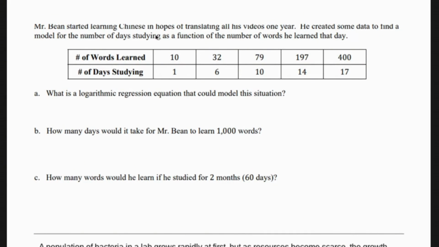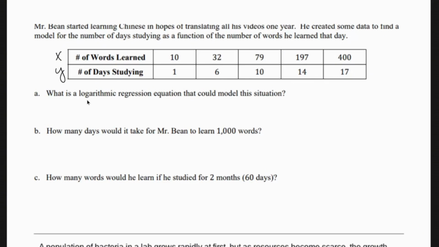He started learning Chinese in hopes of translating all of his videos in 1 year. Nice. He created some data to find a model for the number of days studying as a function of the number of words he learned that day. Okay, so these are my x values. These are my y values. What is a logarithmic regression equation that could model this situation?